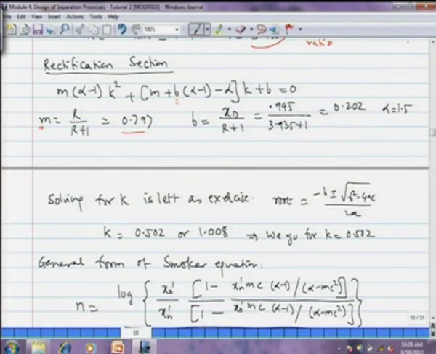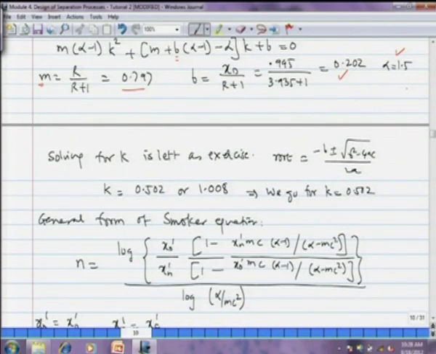So, 0.99 x d equal to 0.995, r equal to 3.935. After substituting these two values, we calculate the value of b as 0.202. We have already been given the value of alpha as 1.5. So, putting all these values here, we can solve this quadratic equation and calculate the values of k. That I leave you as an exercise.